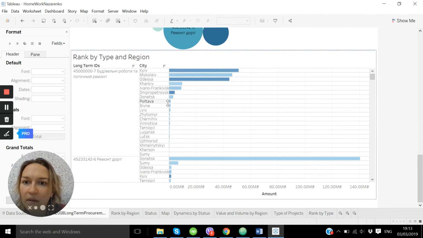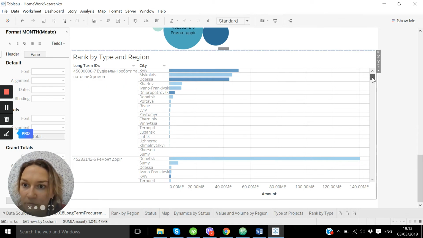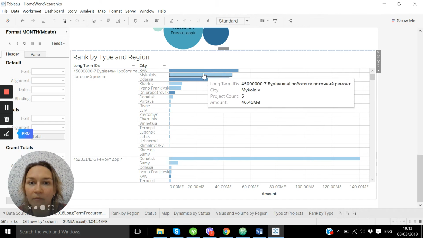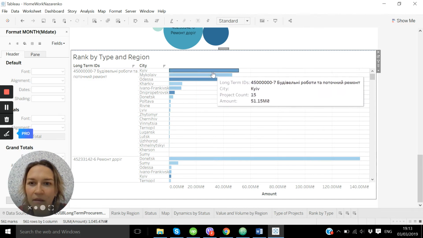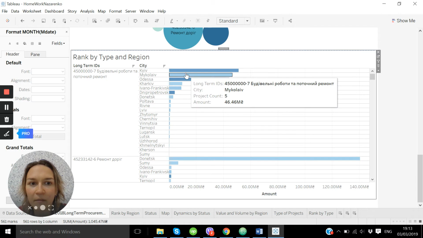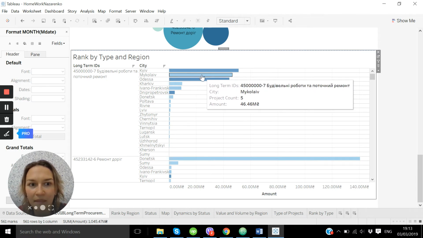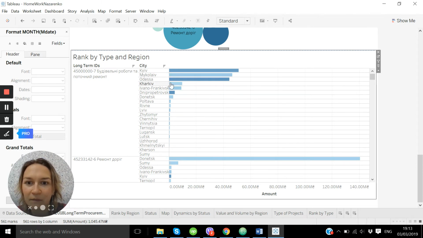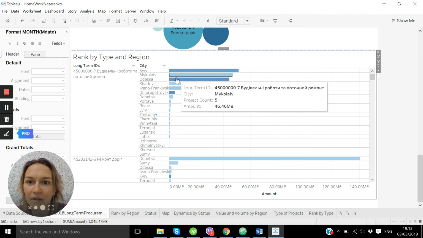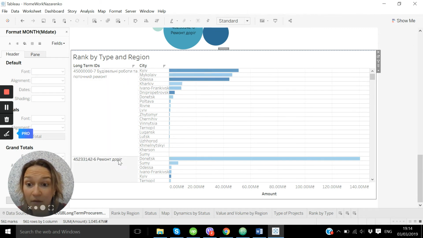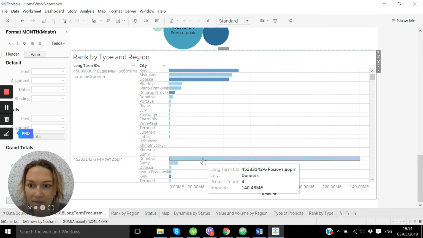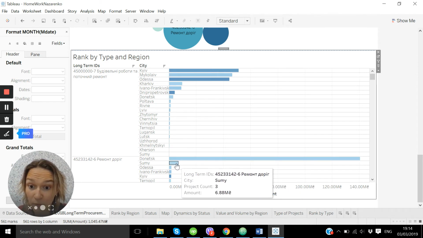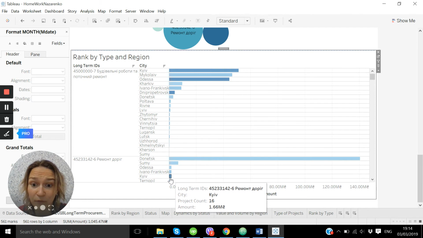And after this, we can see the ranking by type of activity and what are the cities with the biggest spending on these activities. For this specific type, it's Kiev, Mykolaiv, Odessa. Even Mykolaiv came here with the renovating of the infrastructure, which I'm really glad to see. Regarding the roads, it's Donetsk, which is obvious, and Sumy. Not so much for Kiev, basically.